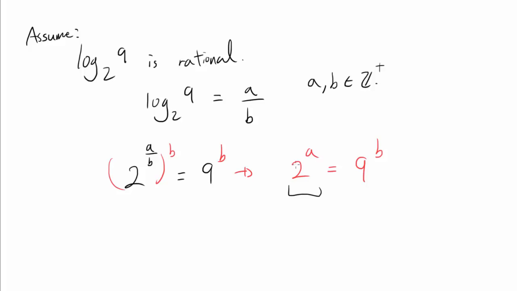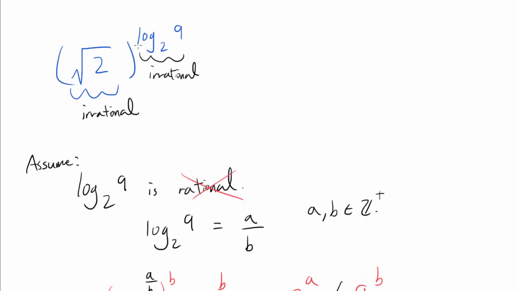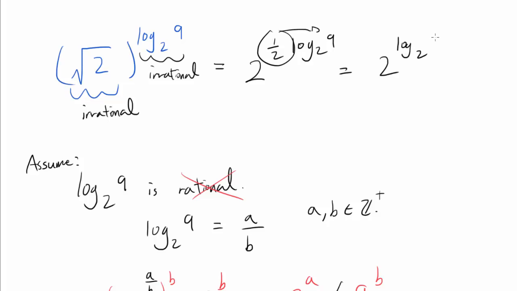And obviously, when you multiply by 2 a bunch of times, you're going to get an even number. And when you multiply by 9 a bunch of times, that's going to be odd. So we have an even number being equal to an odd number. And obviously, that's a contradiction. So log base 2 of 9 has to be irrational. It cannot be rational. So we know we have irrational number being raised to irrational power, and realize that square root of 2 is also 2 to the 1 half. So we have 2 to the 1 half times log base 2 of 9, or 2 to the log base 2 of, when we put the 1 half inside the logarithm, it's going to become a power, so 9 to the 1 half power, also known as square root of 9 or 3. And 2 raised to log base 2 of 3, the exponential function and logarithmic functions are inverses, so it's going to get us a rational number in the end, namely 3.